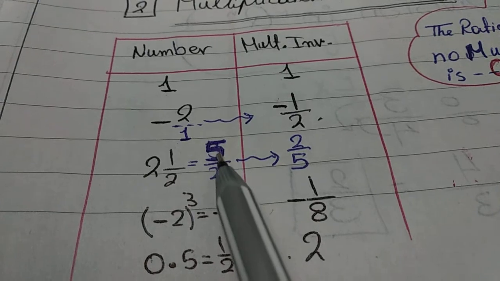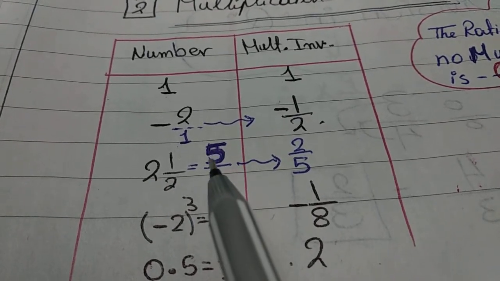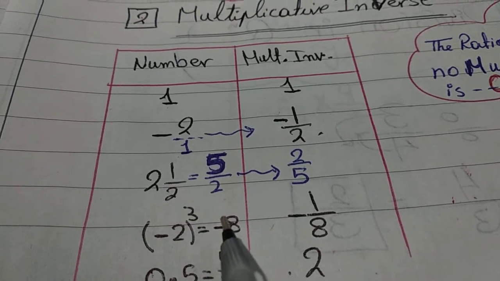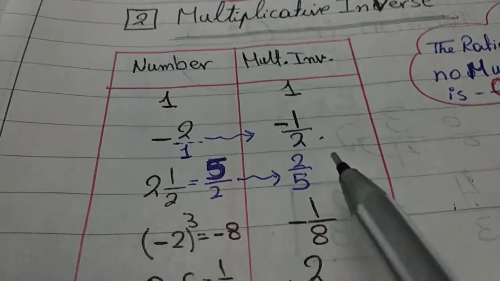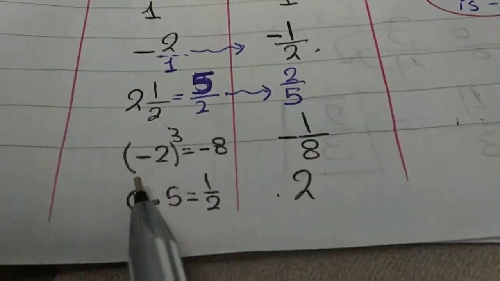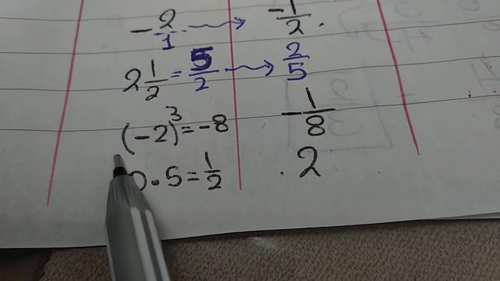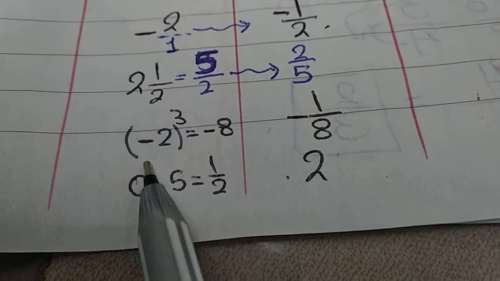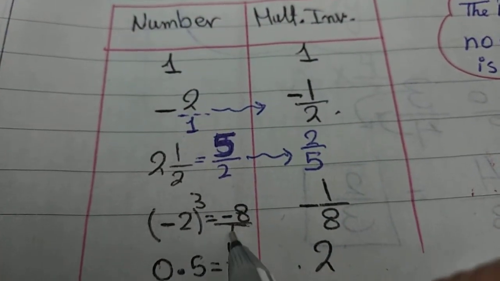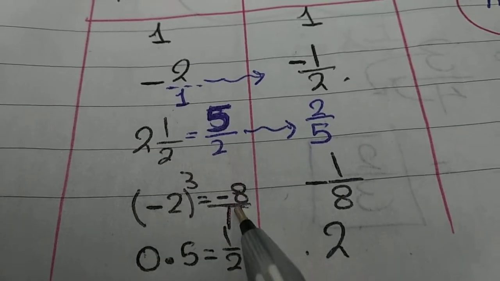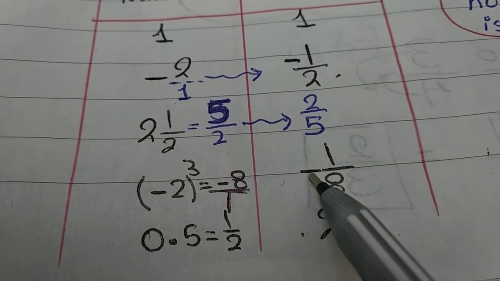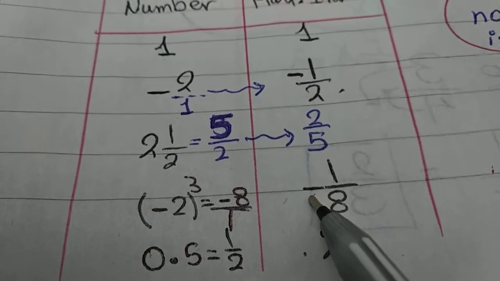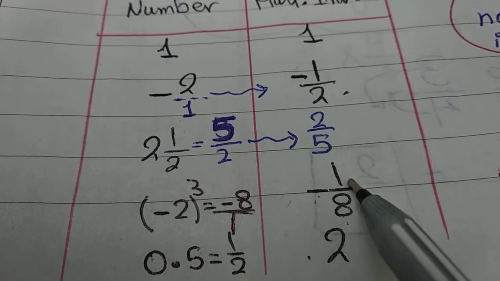And then change 5 over 2 upside down, or write its reciprocal. The meaning of reciprocal is to change the rational number or the fraction upside down. It will be 2 over 5. Negative 2 to the power 3. First of all, I said before, to solve this number on the calculator, it will be negative 8. And negative 8 means negative 8 over 1. To write its multiplicative inverse, change this number upside down. It will be negative 1 over 8. And don't change its sign.